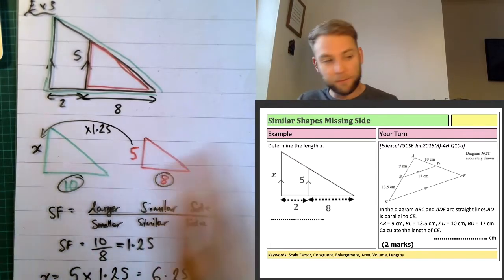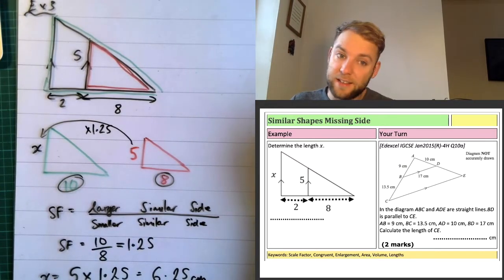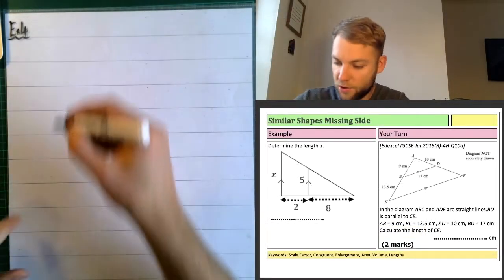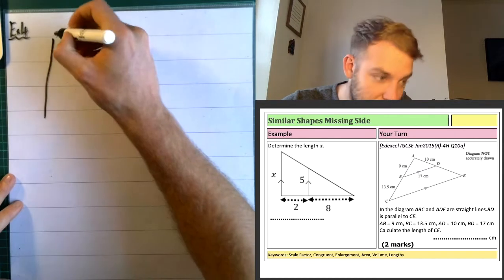Okay. Now, this next one doesn't look similar, but it is very similar. So pause now and have a little go at that one on the right-hand side. Okay, so let's have a look at this one together then. So let's draw it out first. It's always worth drawing it out. I'm going to draw it in the same direction here.